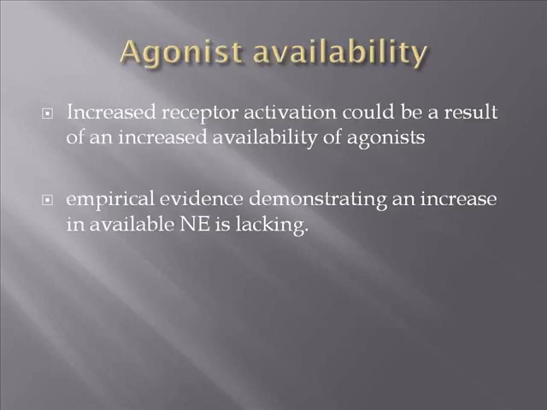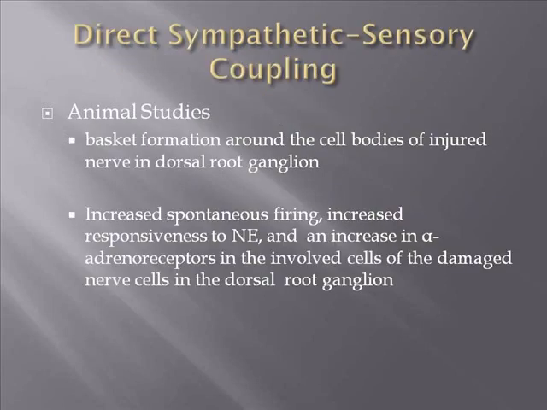It has also been suggested that the increased receptor activation could be a result of an increased availability of agonists to these alpha adrenoreceptors, and that is most likely associated with an increase in sympathetic innervations. However, empirical evidence demonstrating an increase in available norepinephrine is lacking. Yet another proposed mechanism for SMP is the direct sympathetic sensory coupling.